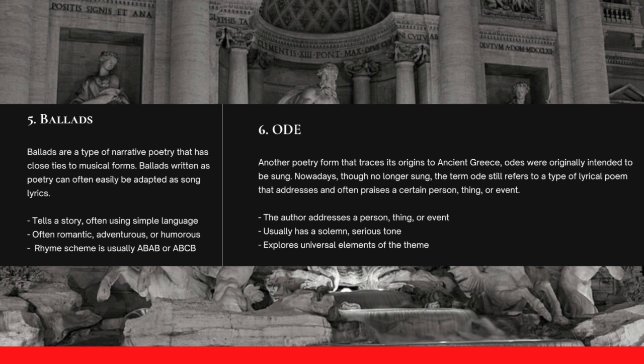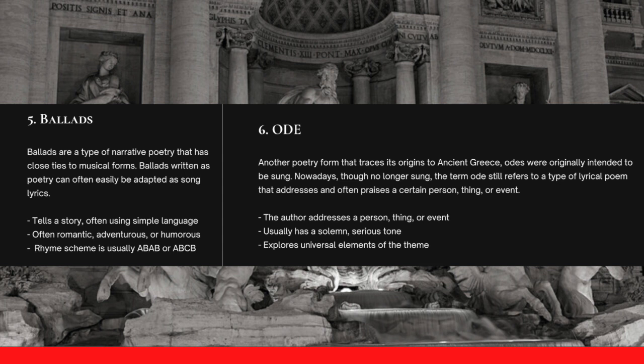5. Ballads. Ballads are a type of narrative poetry that has close ties to musical forms. A ballad written as poetry can often easily be adapted as song lyrics. They tell a story, often using simple language, often romantic, adventurous, or humorous. The rhyme scheme is usually ABAB or ABCB.